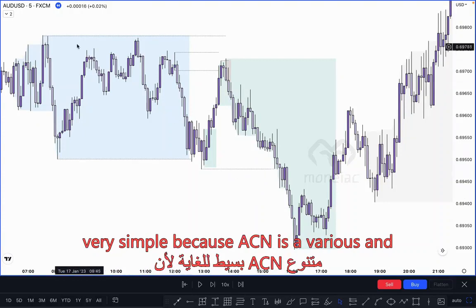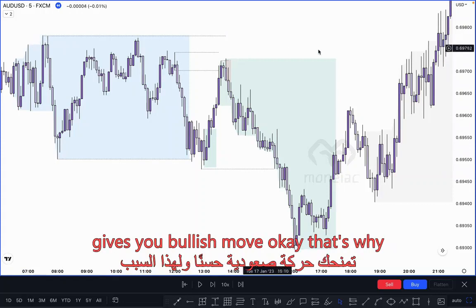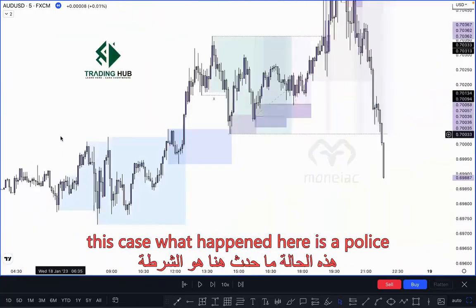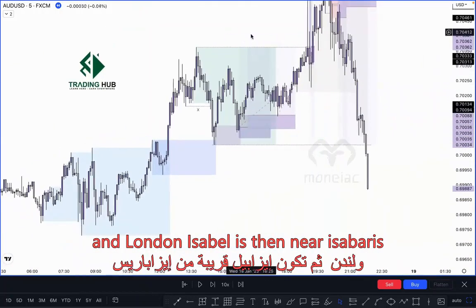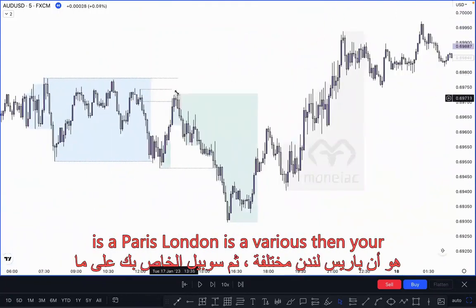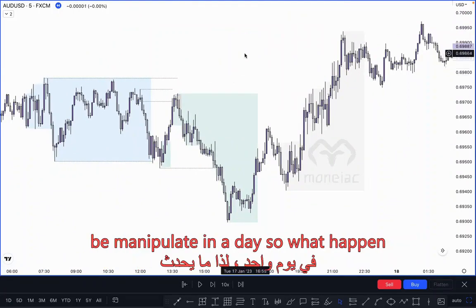The reason is very simple: because Asian is bearish and London is also bearish, then New York can give you a bullish move. That's why, as we have done here, you can see in this case Asian is bullish and London is bullish, then New York is bearish. In this case, Asian is bearish, London is bearish, then New York is bullish. At least one session will be manipulated in a day.